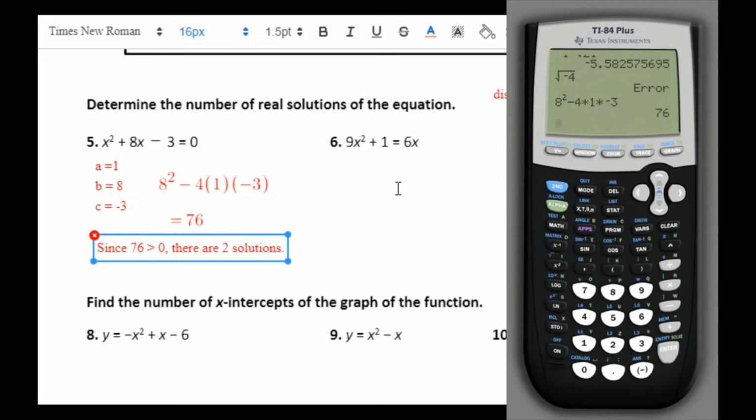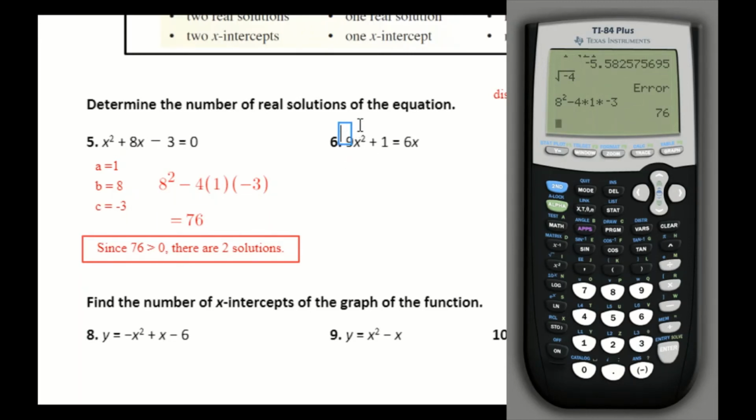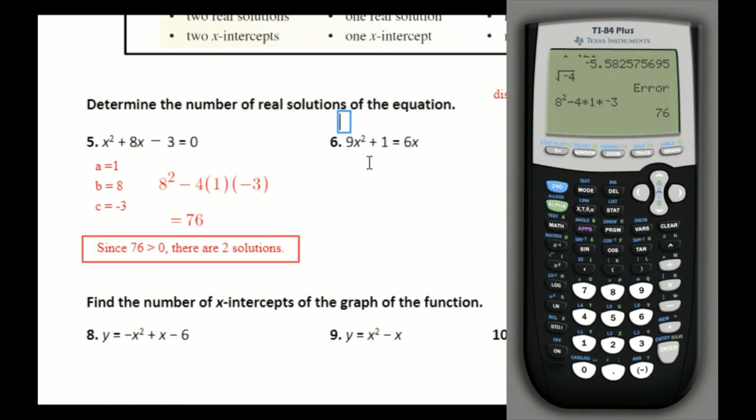All right. Number 6, we're going to do basically the same thing. We're going to identify a, b, and c. Oh, this is not in standard form, so we need to actually back it up a little bit. Let's put this in standard form. If we subtract the 6x to make it equal 0, we would get 9x squared minus 6x plus 1. So that's what it would be in standard form.